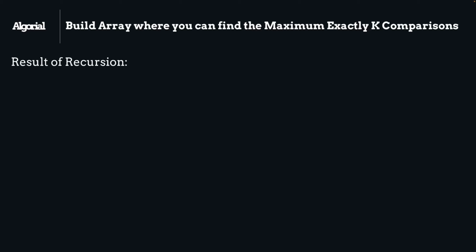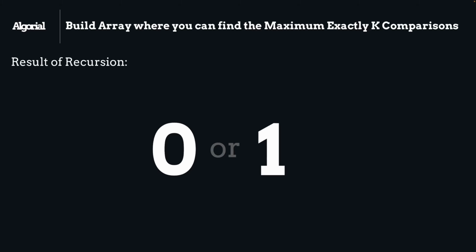For the result over base cases, we will only return 0 or 1 out of our recursive function and accumulate them as our possible answer. But how are we going to define those base cases? And also, how are we going to say that we found a possible answer?